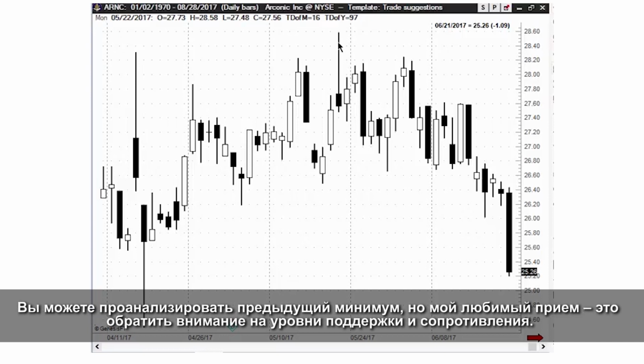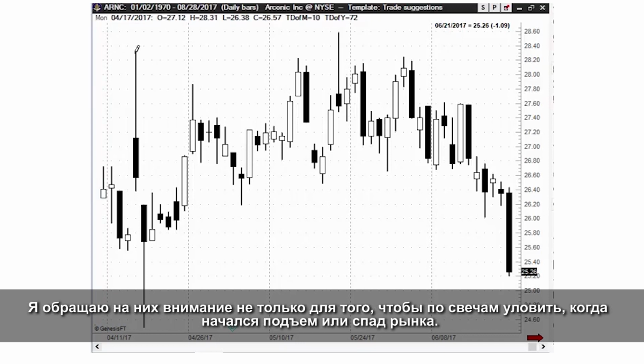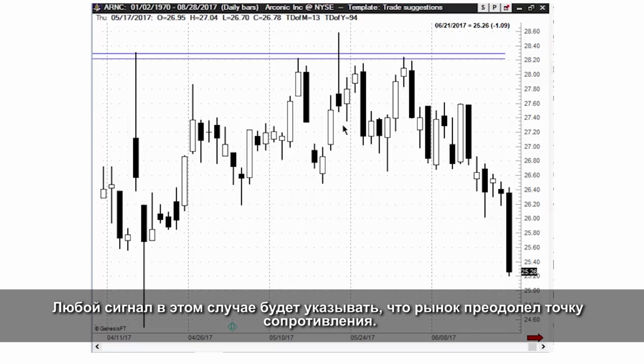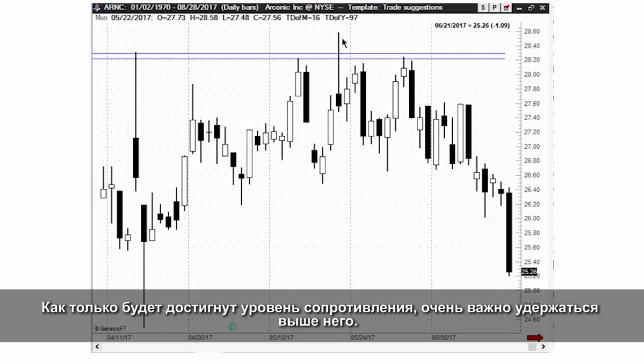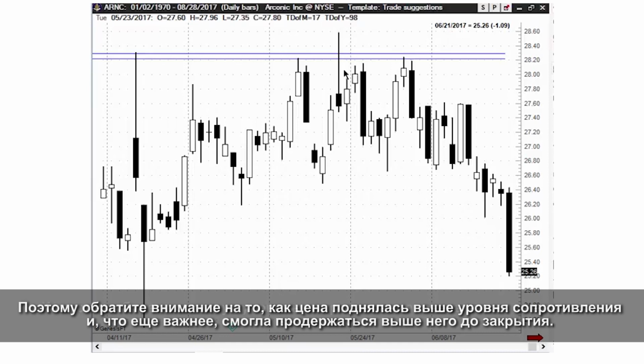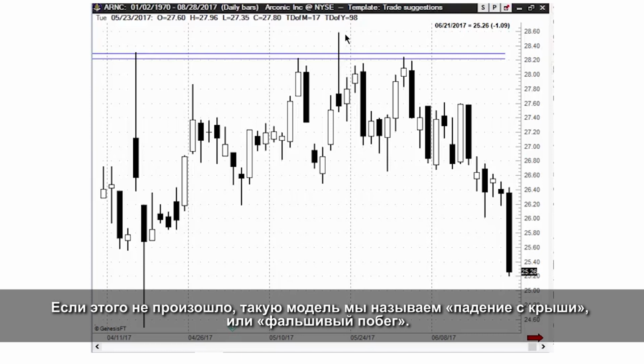Well, one thing we could look at is the recent low, but one of my favorite things to look at is horizontal support and resistance, and not only because I look for candles to confirm support or resistance, but to see if a signal, not only a candle signal, but any signal, gives us an indication the market got above resistance. And once you get above resistance, it's important to hold above that. So notice how it pushed above resistance, and it was really important to hold above this level into the close. By the fact it didn't, this is what we call a falling off the roof, or a false breakout.